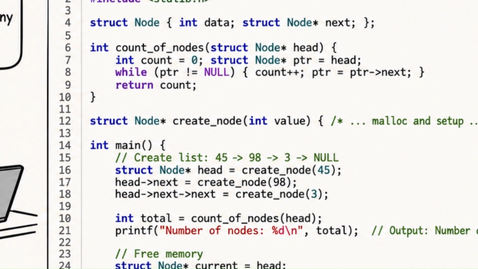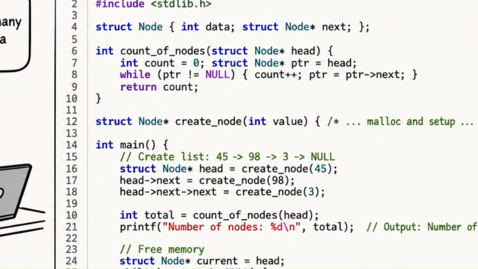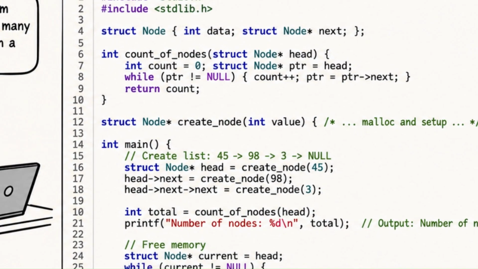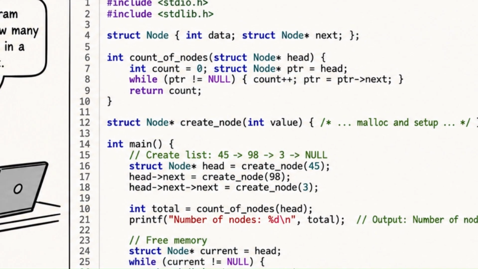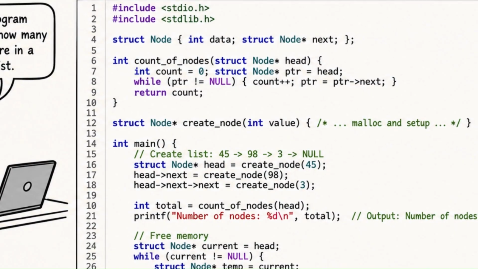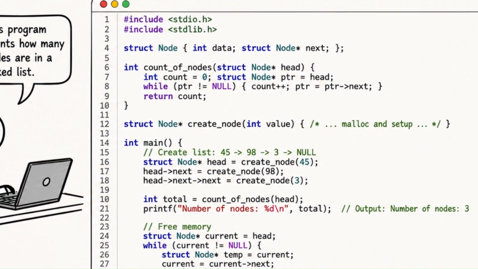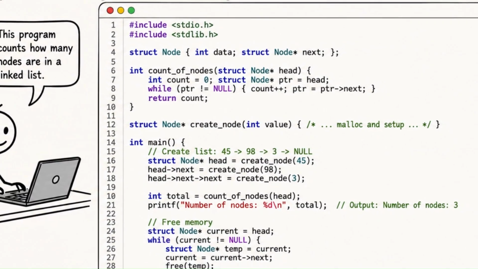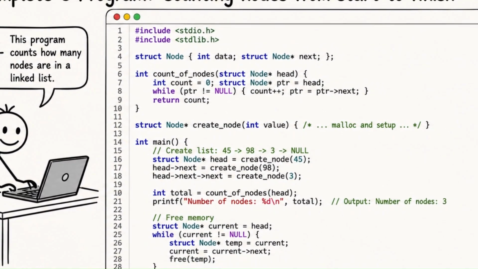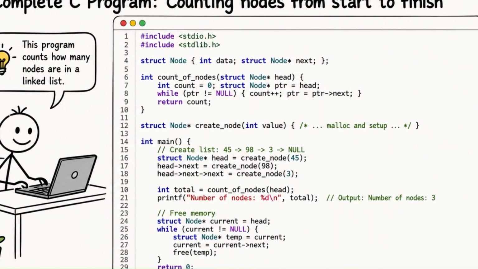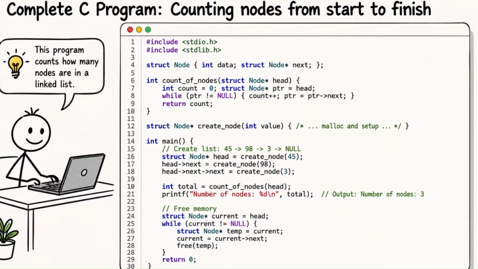But definitely don't miss lines 22 through 28 here. This is a vital trailing loop used to free the memory. Just like we traverse to count, we set a current pointer to head, make a temporary copy of the current node, advance the current pointer, and then free that temp memory. It's so important to do this so we leave no memory leaks behind.